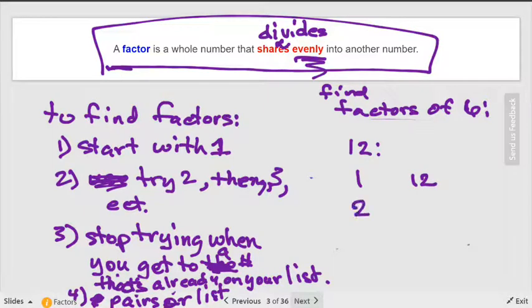Then I'm going to try what? 2. 2 goes into 12 how many times? 6. Excellent, guys. Then I'm going to try what? 3. 3 goes into 12 how many times? 4 times. Then I'm going to try 4. Or am I? Why am I not going to bother trying 4?